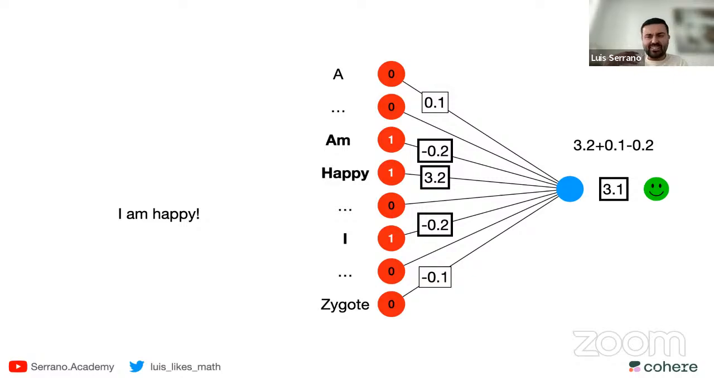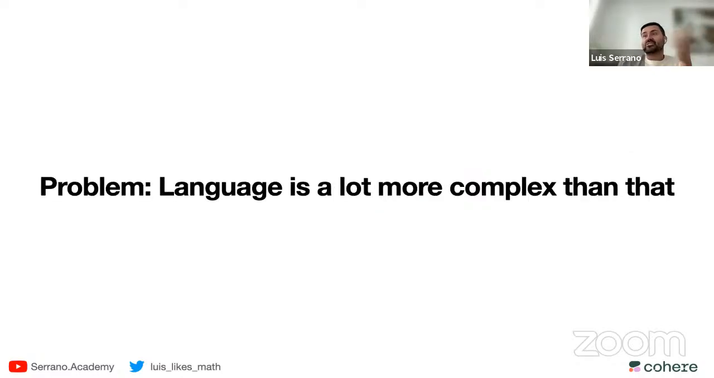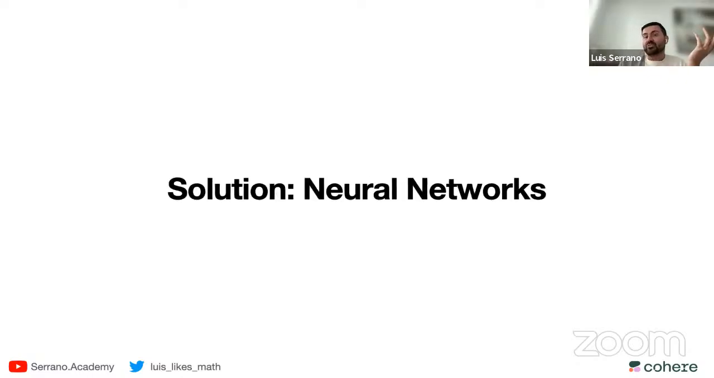However, this obviously doesn't work perfectly. This actually works really well for simple sentences, but it doesn't work perfectly. And the reason is that languages are just a lot more complex than adding and subtracting words. You can have sarcasm, you can have different meanings, you can have different orders, you can have a lot of things. And so a solution to this is to get into neural networks.